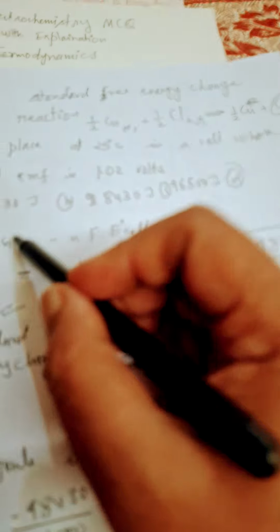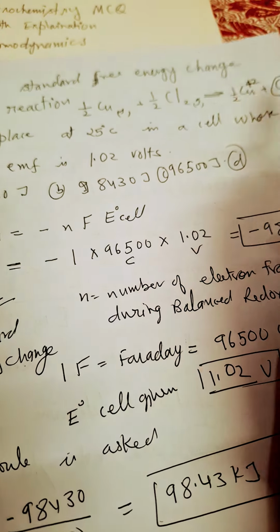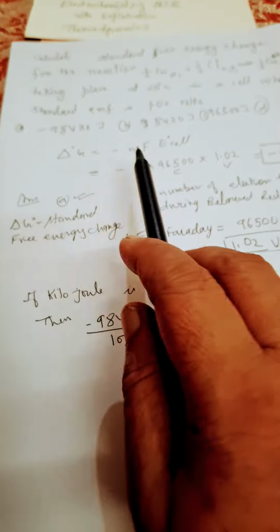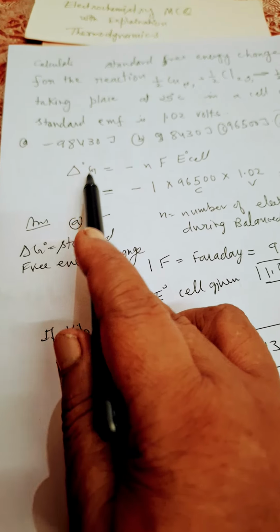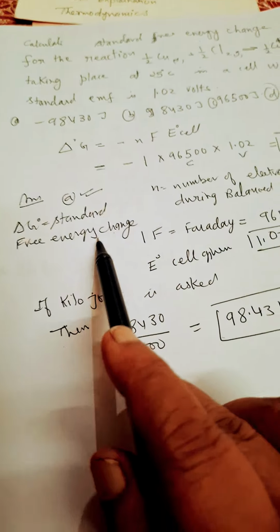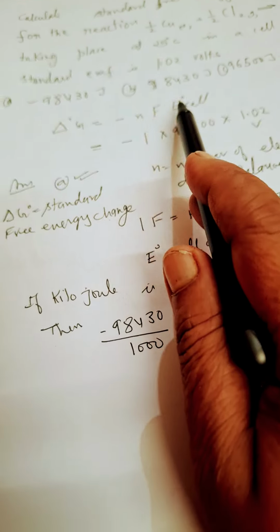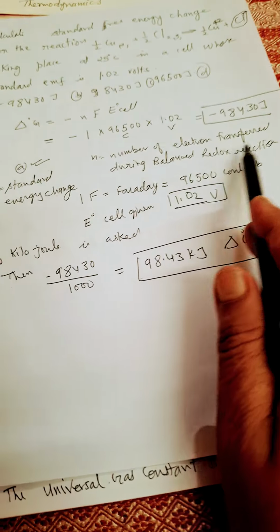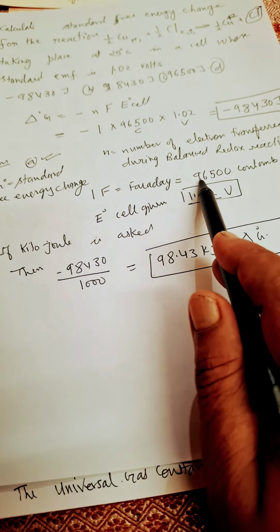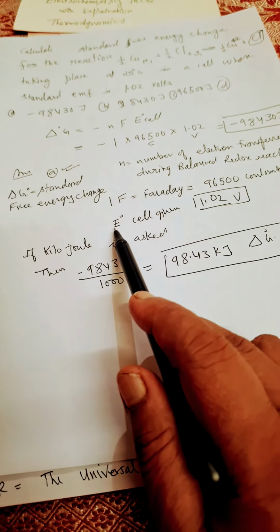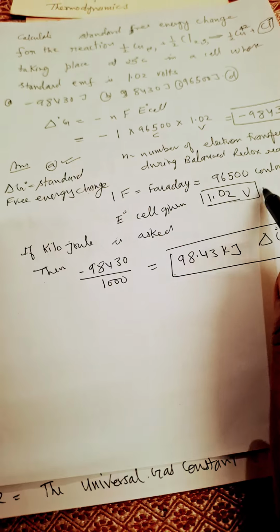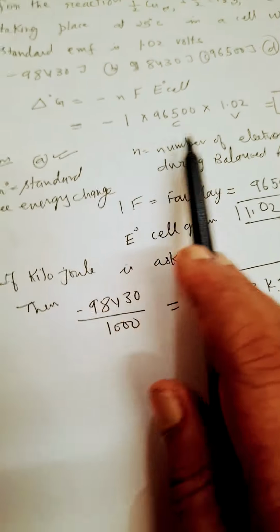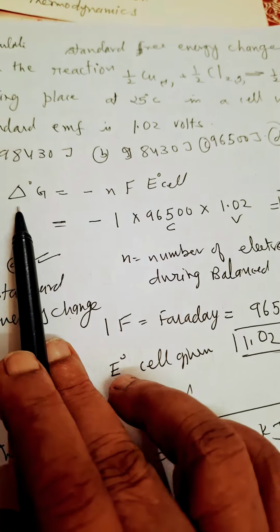You should know that delta G naught is equal to minus nFE naught cell. Here remember that it is Cl negative, so only one electron is transferred. So delta G naught, that is standard free energy change, is equal to minus nFE naught cell. n is the number of electrons transferred during the balanced redox reaction. 1 Faraday is equal to 96500 coulomb, and E naught cell is given as 1.02 volt. So these four values they have given, and we have to calculate delta G naught.